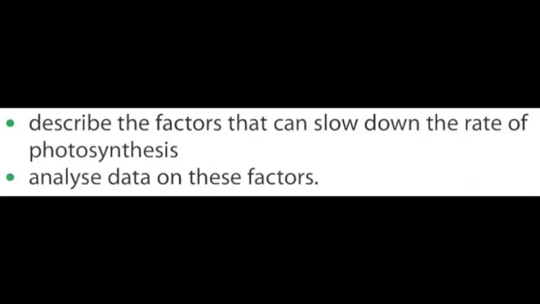Lesson number 4. Factors limiting food production. By the end of this lesson, you should be able to describe the factors that can slow down the rate of photosynthesis and analyze data on these factors.